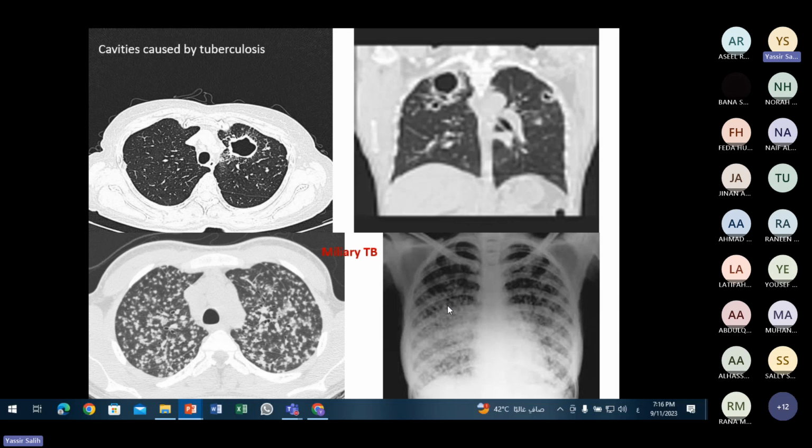What matters to me radiologically is that this condition is called multiple nodules, tiny nodules, small nodular shadows, or nodular shadows, opacity or nodules bilaterally on both lungs.